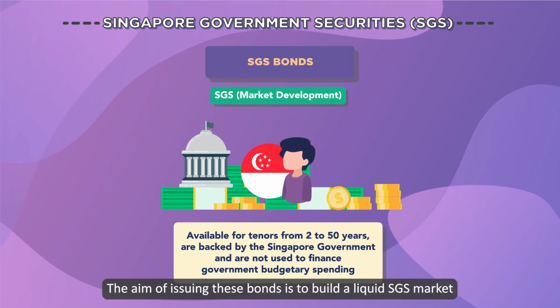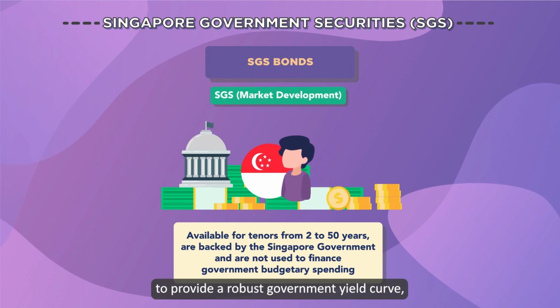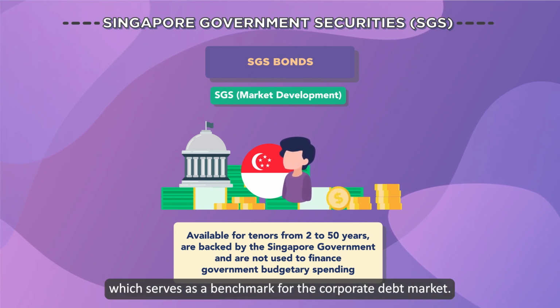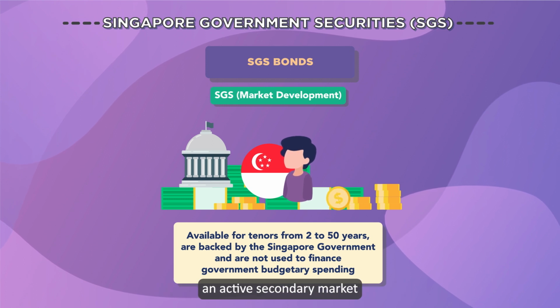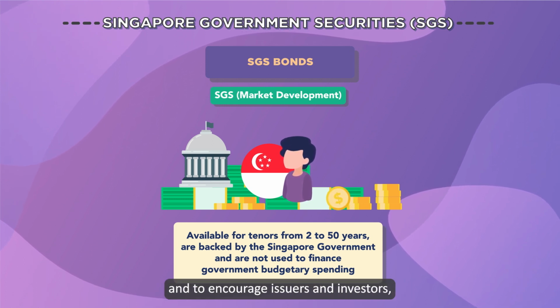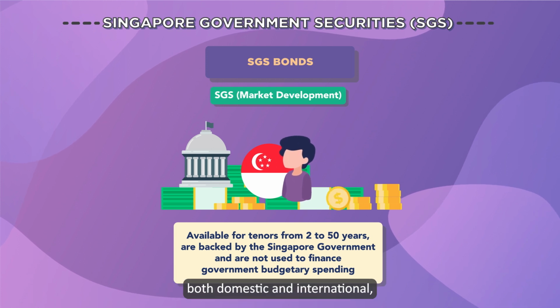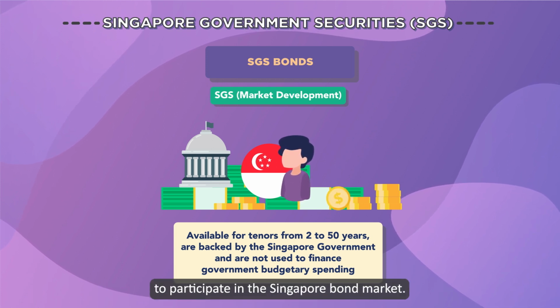The aim of issuing these bonds is to build a liquid SGS market to provide a robust government yield curve, which serves as a benchmark for the corporate debt market. These bonds are also issued so as to grow an active secondary market and to encourage issuers and investors, both domestic and international, to participate in the Singapore bond market.